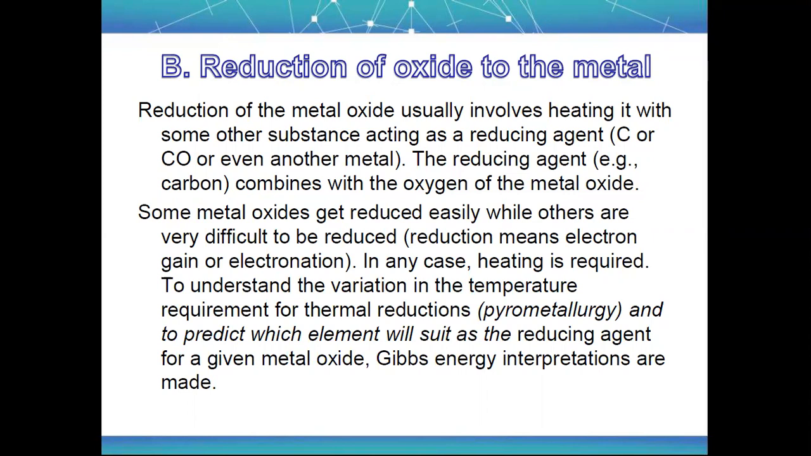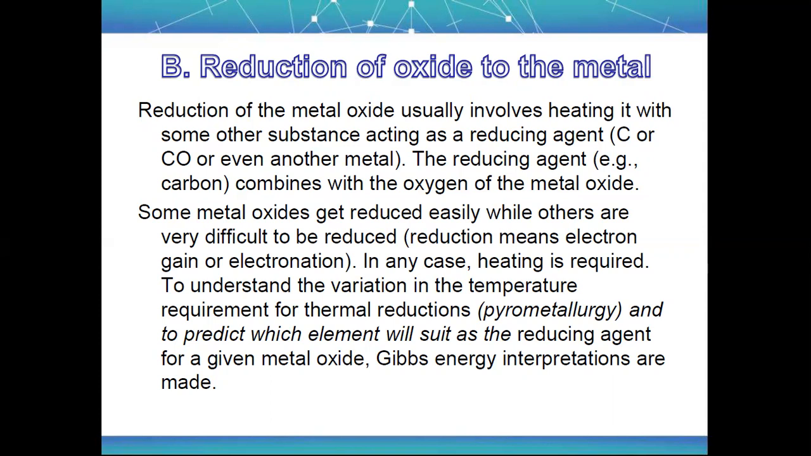Some metal oxides get reduced easily while others are very difficult to reduce. Reduction means electron gain, electronation. So some of the metal oxides reduce easily. When we add carbon, the oxygen leaves the metal surface and combines with the carbon to form carbon dioxide or carbon monoxide. It depends on the number of oxygen atoms of the oxide which you are taking to perform the experiment.